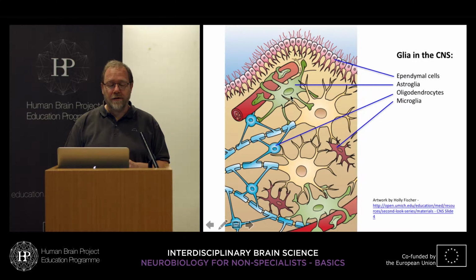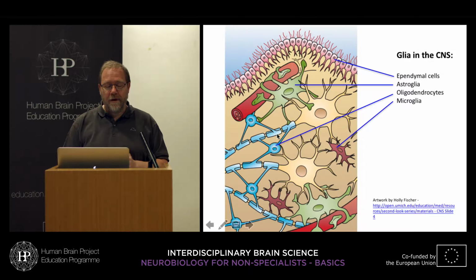Then we have astroglia. This astroglia basically is seen as a provider for energy, for nutrients. It basically encapsulates blood vessels and takes nutrients from the blood vessels up and gives it over to the neurons.